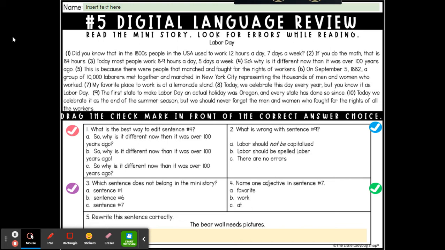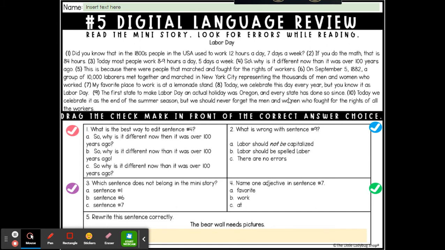Today, we celebrate it as the end of summer season, but we should never forget the men and women who fought for the rights of all workers. All right, so we did some editing and revising here. So it says, what's the best way to edit sentence number 4? So we read sentence number 4 and then went through the examples and talked about how they were different and then made our choice. Number 2 says, what's wrong with sentence 9?